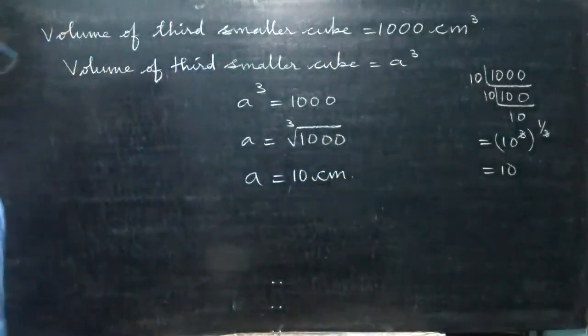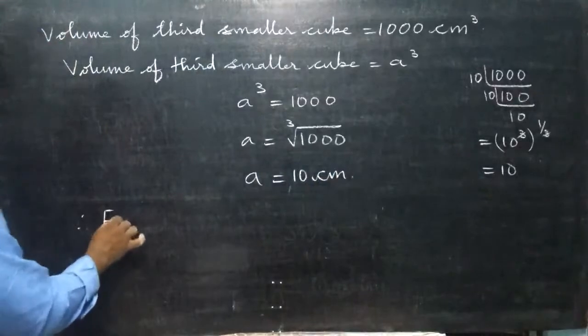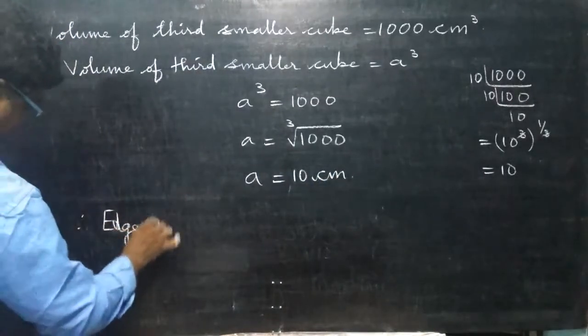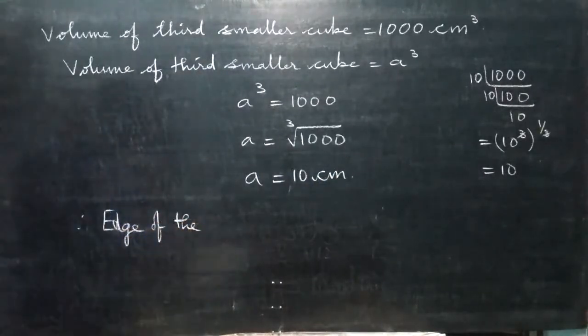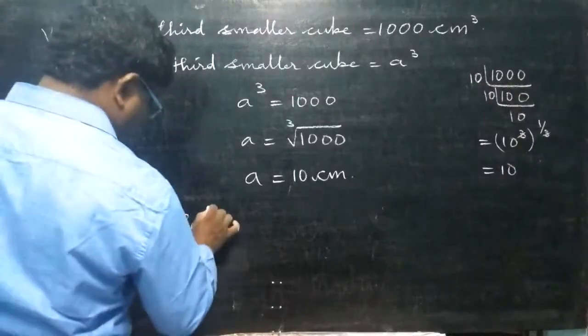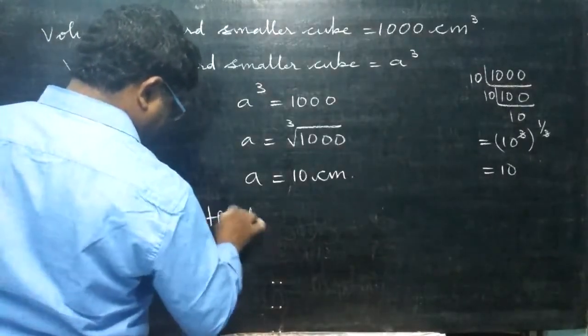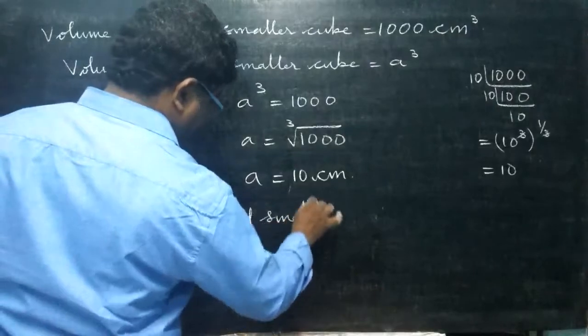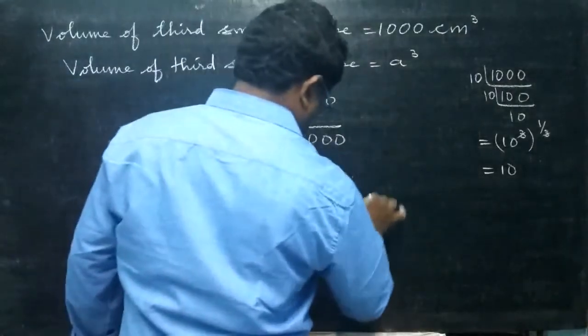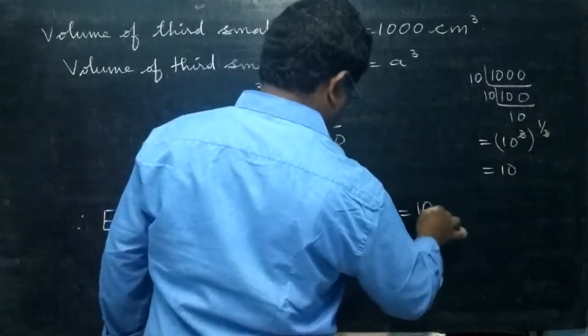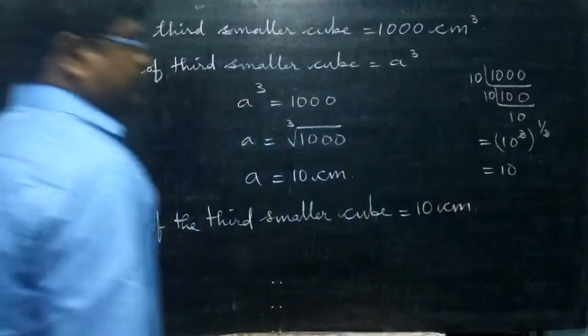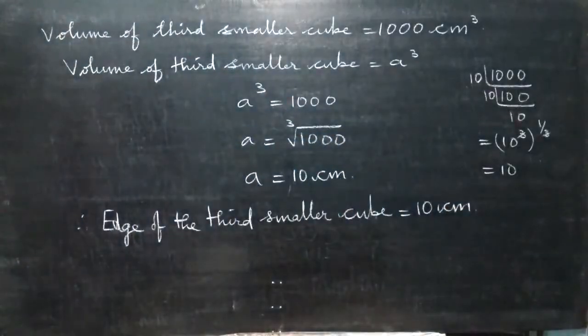Now what did they tell us to find? They told us to find the edge of the third smaller cube, which is equal to 10 centimeters. This is the conclusion. This is the way of finding this problem. Edge of the third smaller cube is equal to 10 centimeters.